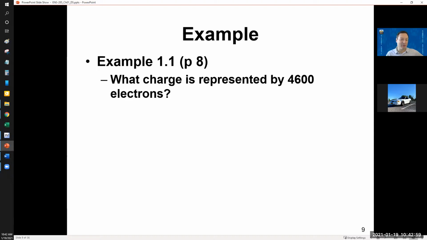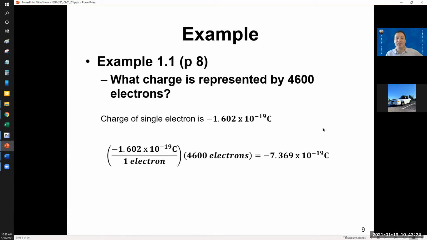Here's one of the examples. This is an example from the text, right from your textbook, page 8. What charge is represented by 4,600 electrons? So now you know the charge of a single electron, notice it's negative, because electrons are negatively charged. It's 1.602 times 10 to the minus 19 coulombs. You just multiply that by the 4,600 electrons and you get that charge.